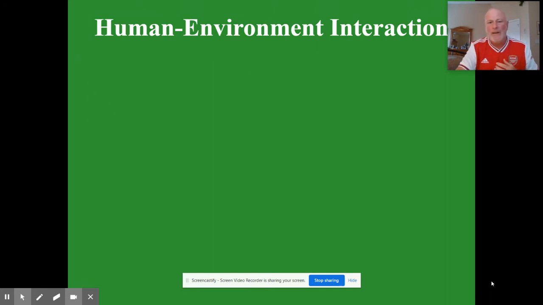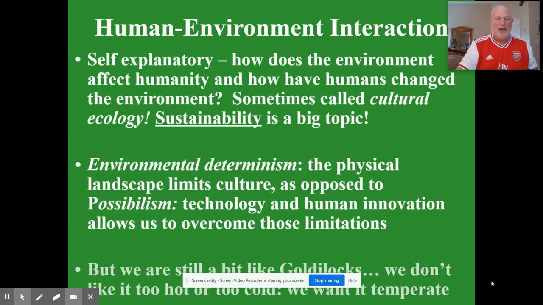So one of the other themes, human environment interaction. This one's pretty self-explanatory. I can let you look at the slide. We're going to talk about sustainability. We're going to talk about that a lot. Two competing theories, environmental determinism versus possibilism. And especially, we're going to learn about the 5 twos, right? Where people generally don't live in the world, where it's too hot, too cold, too wet, too dry, too rocky, right? We're kind of like Goldilocks. We like it to be just right, right? You can take a look at the slide.